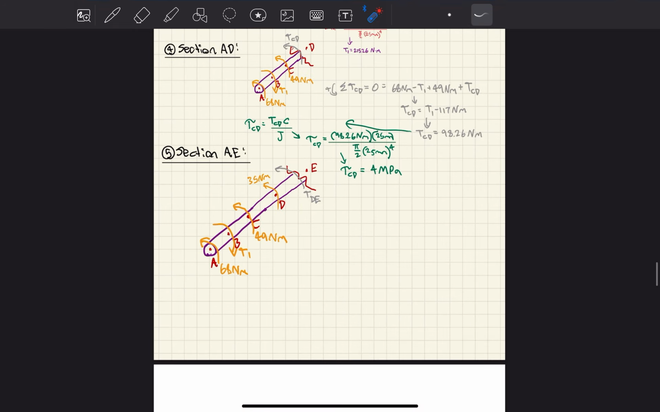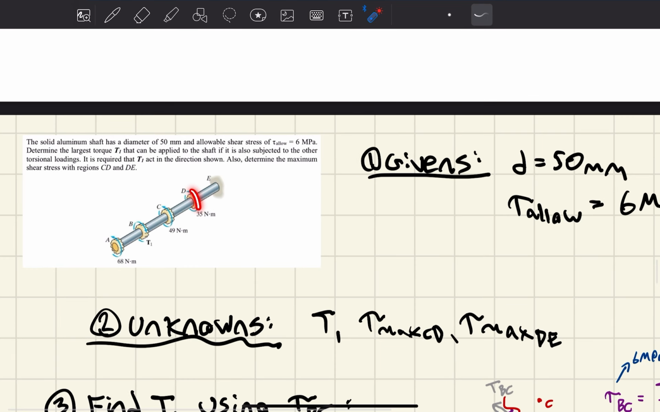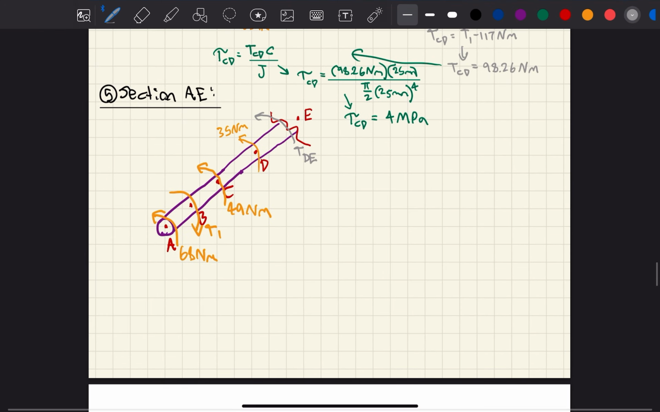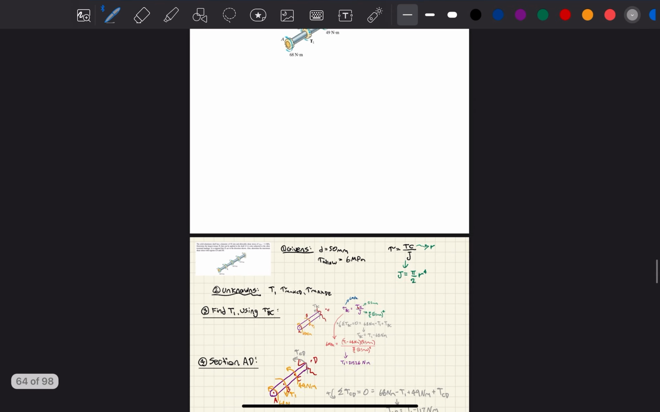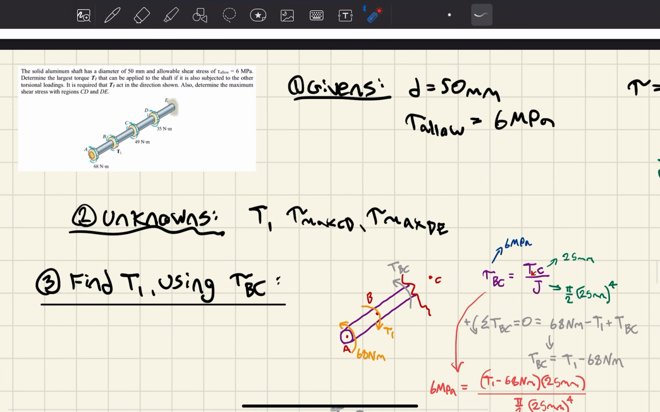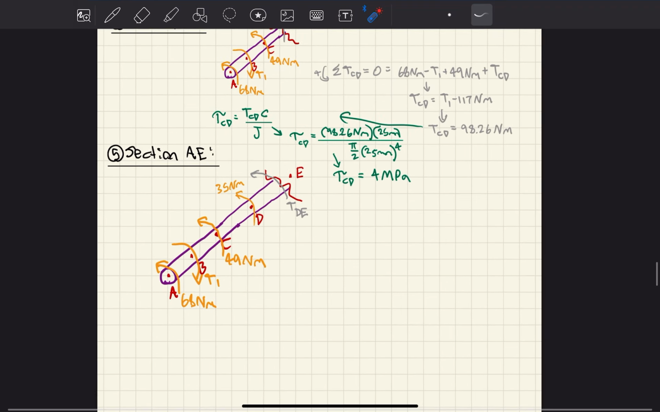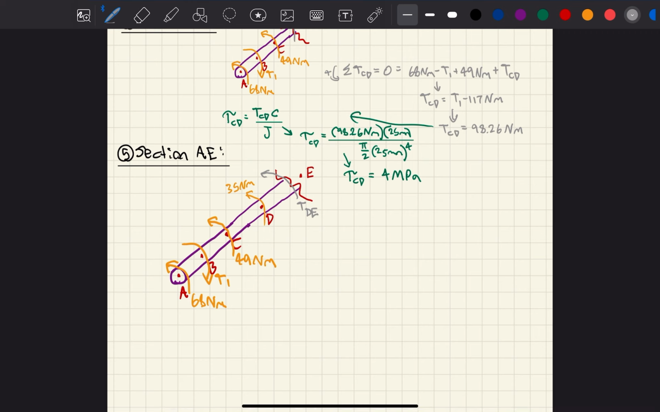And I also have my reactionary torque, TDE. I'm just making a cut in this section. It doesn't make sense in my diagram, but I'm making any cut within this section to find the shear stress within the section, because it will be the same. It's the same because I don't have any external torques acting within this place. Okay, so we run through the same jazz.